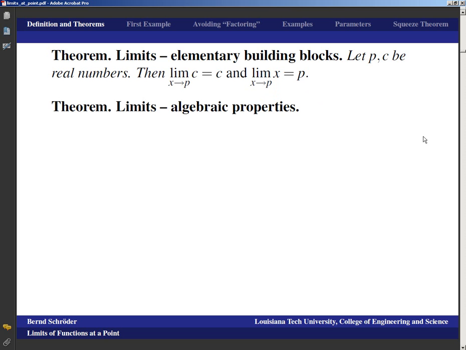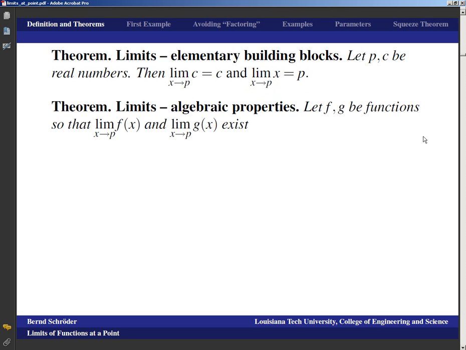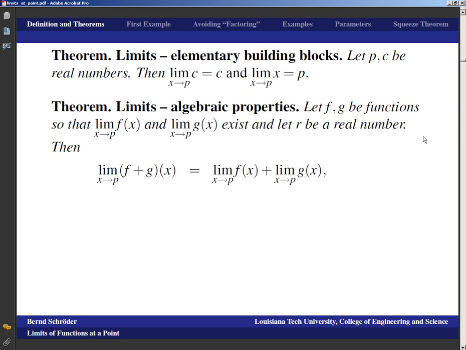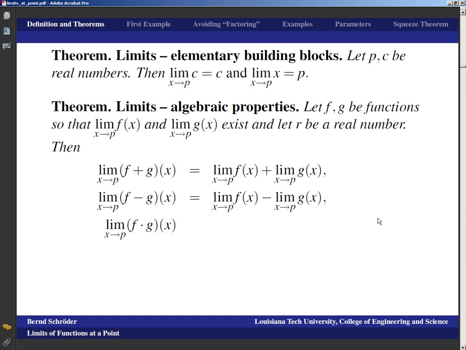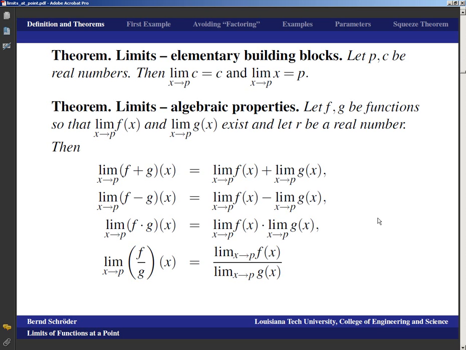Then the connection, the algebraic properties of limits are that if f and g are functions, so that the limits of f and g both exist, and if r is a real number, well, then the limit of f plus g of x as x approaches p is the limit of f plus the limit of g. The limit of f minus g is the limit of f minus the limit of g. The limit of f times g, you guessed it, is the limit of f times the limit of g. The limit of f divided by g, you guessed it, is the limit as x approaches p of f divided by the limit as x approaches p of g.